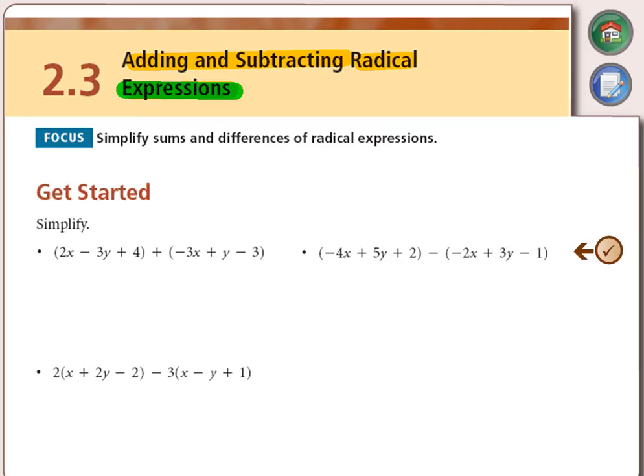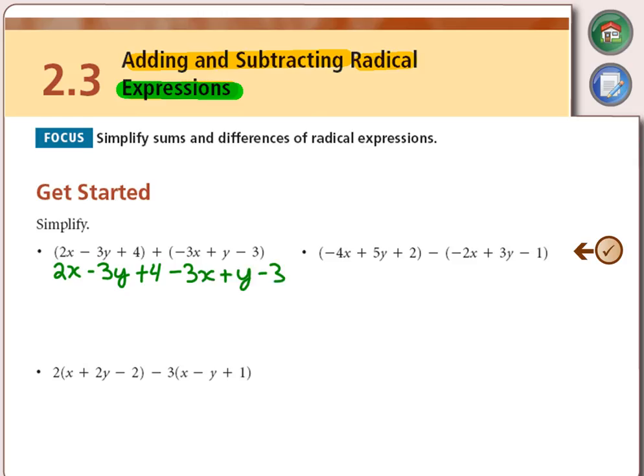Collect your like terms. If we're going to be adding them, we add the coefficients of the like terms. If we're subtracting, we subtract the coefficients. So let's look at them. Let's take the brackets out first. 2x minus 3y plus 4 minus 3x plus y minus 3.